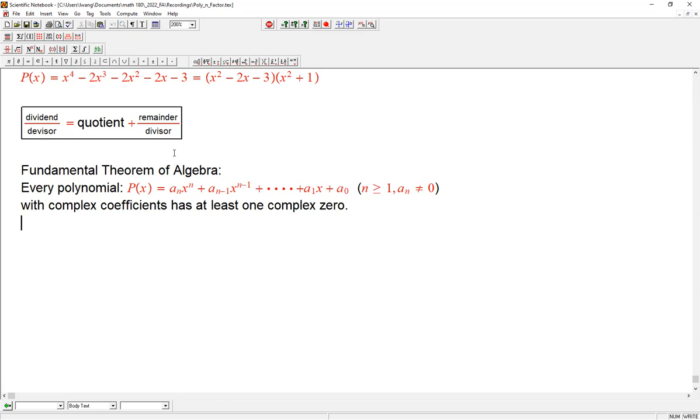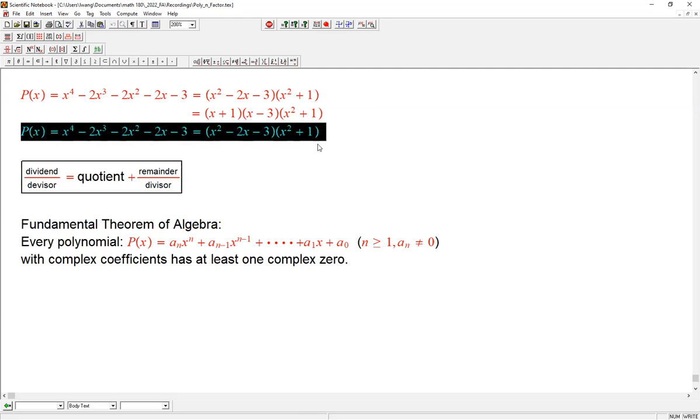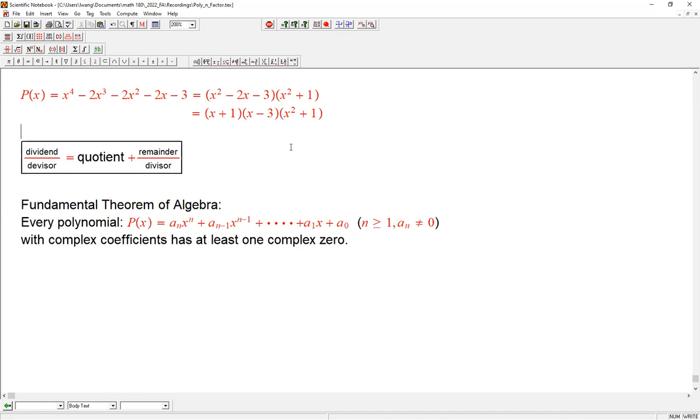Has at least one complex zero. So the zero may be complex numbers. And of course, our previous example, this polynomial, has real number coefficients, and real numbers are also complex numbers. Okay, we don't need that. So real numbers are complex numbers.